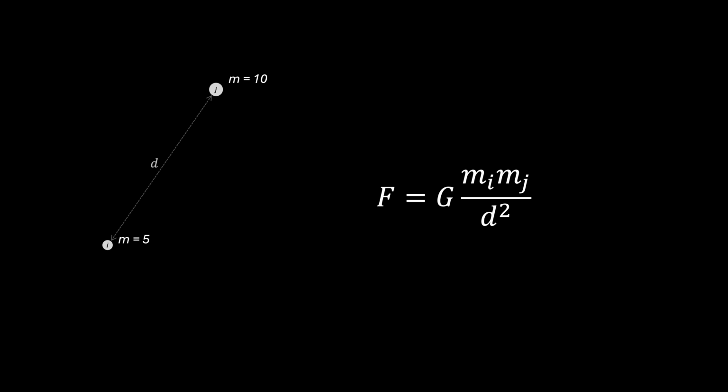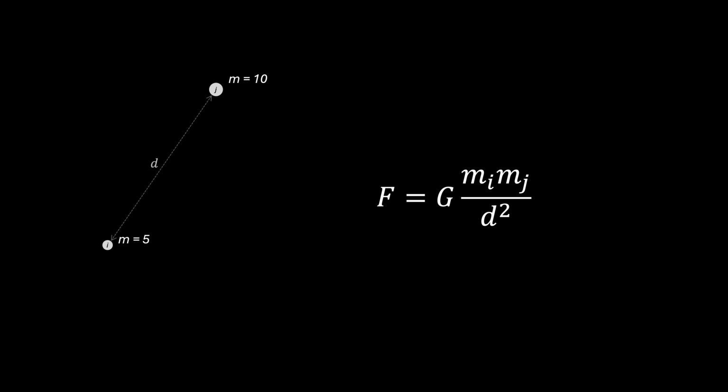As you might have heard, gravity is produced by mass. Let's consider two particles. We'll call them I and J. Their masses produce a gravitational attraction between them. And according to Newton's law of universal gravitation, the magnitude of that force is proportional to the product of their masses and inversely proportional to the square of the distance between them, multiplied by the gravitational constant G.